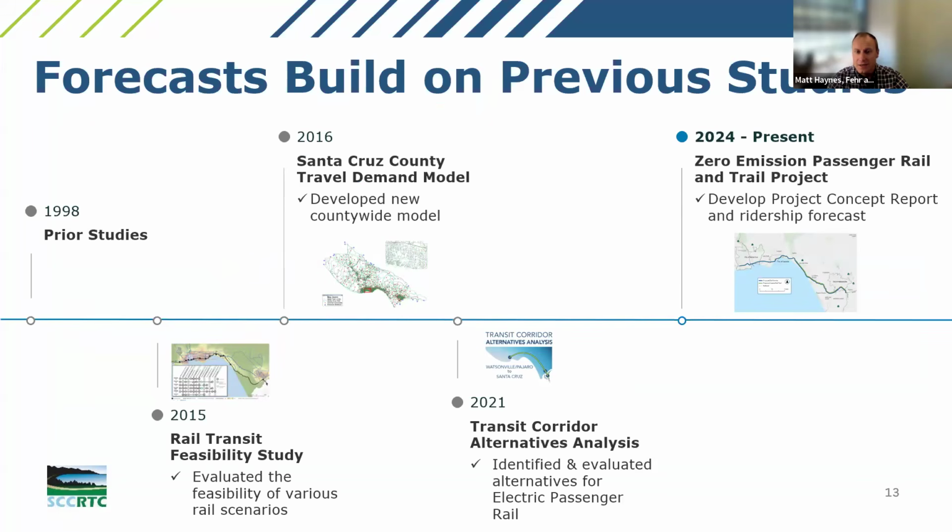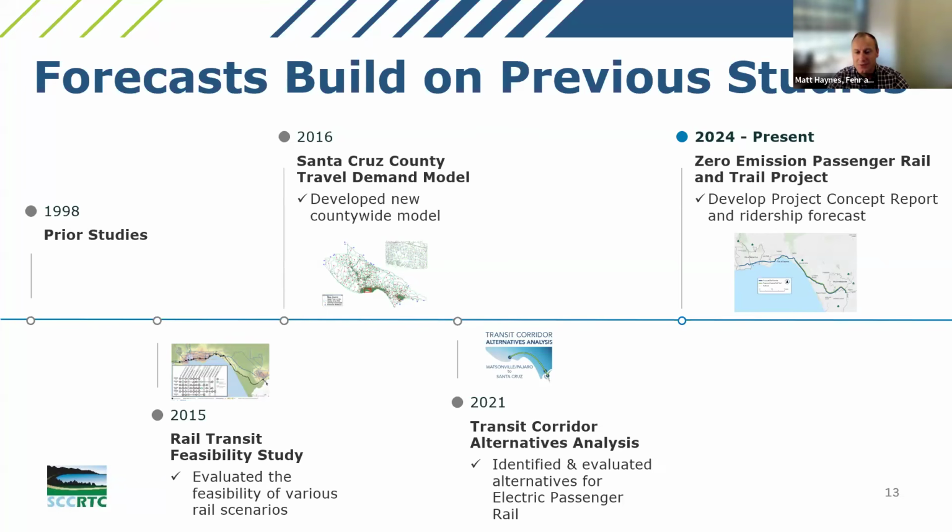As many of you know, the forecasts build on previous studies, and there have been several studies done along the corridor over the past 20 or more years. A few things to note. In 2015, the original rail transit feasibility study looked at different rail service scenarios. And then right after that, the county developed a new travel demand model, which allows, among other things, us to forecast rail ridership for this project.